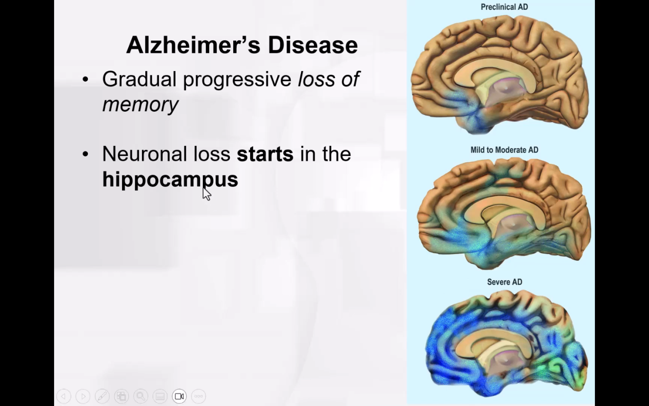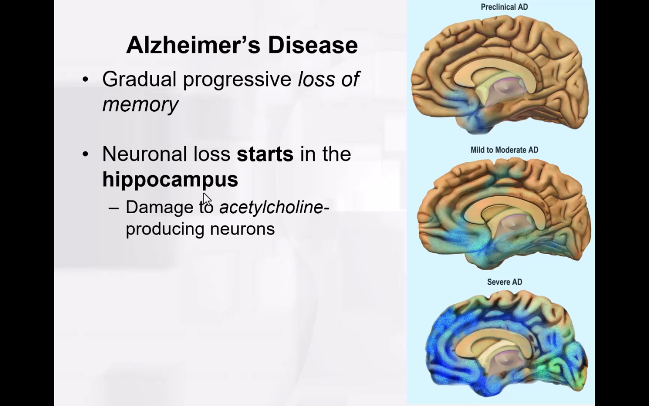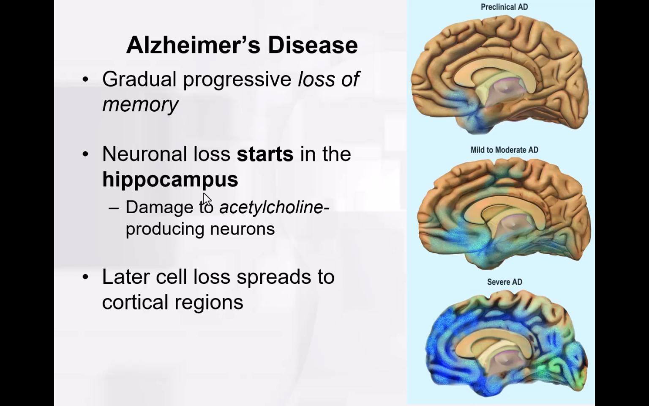Now, going back to the hippocampus, where neuronal loss starts in Alzheimer's disease, do you remember the neurotransmitter involved that we talked about earlier in the semester? What type of cells are lost in the hippocampus that is characteristic of Alzheimer's disease? Do you remember that neurotransmitter? Acetylcholine. So early on in Alzheimer's disease, we have damage to acetylcholine producing neurons that are housed within the hippocampus. So again, that neuronal loss begins in the hippocampus, and later you can see in these images that that cell loss spreads to cortical areas.